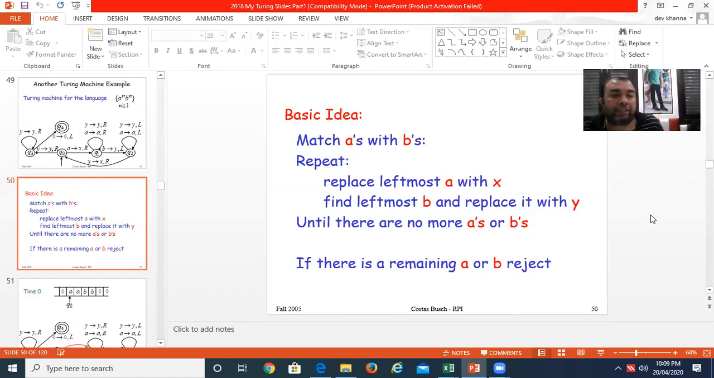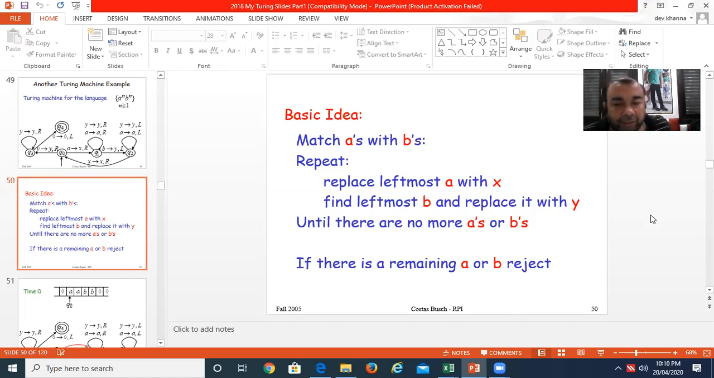Then we will come back to the previous slide, slide number 49. What it says is matching a's with b's, obviously an equal number of a's followed by an equal number of b's. What pseudocode has been built? Repeat until. You know that it is exactly the reverse of for, while, and do while. It means until the condition is false, it will work. As soon as the condition becomes true, it gets out of this loop. Exactly the reverse of for, while, and do while.